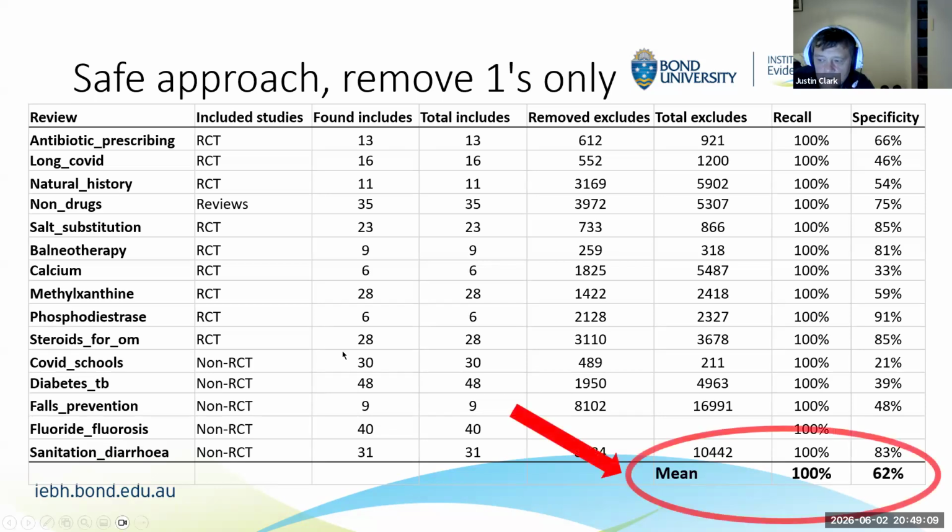And down the bottom are the means. The mean recall is always 100%. Mean workload saving across all these reviews was 62%. So on average, MechaScreener will reduce your screening workload by 62%.